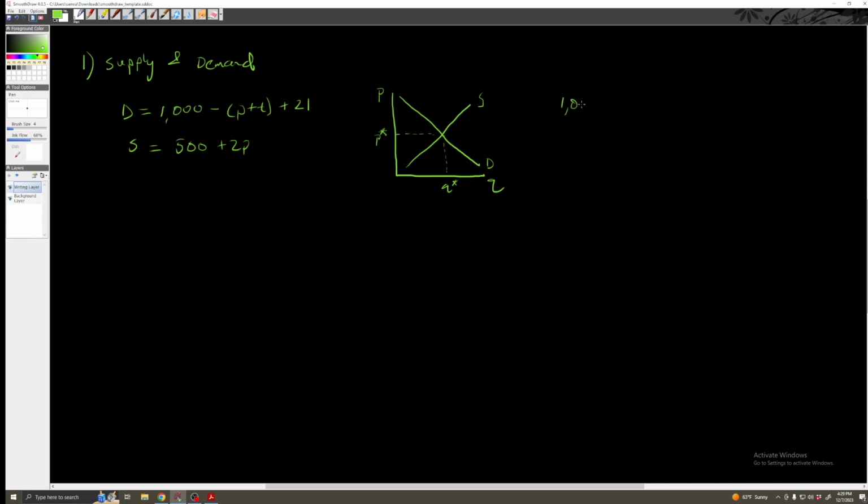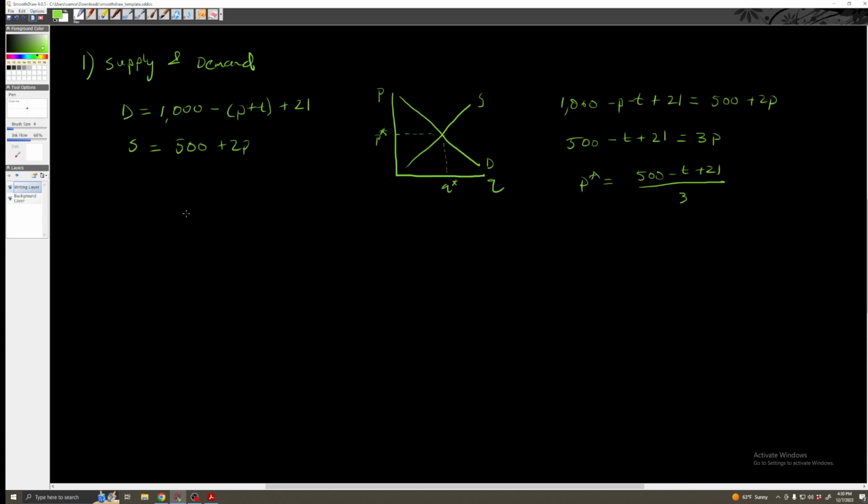So we get 1,000, put the demand on the left side, minus P minus T plus 2I is equal to 500 plus 2P. Let's move this P over here and the 500 over here by adding P and subtracting 500 to both sides. So we get 500 minus T plus 2I is equal to 3P. Divide by 3. P star is going to be 500 minus T plus 2I all over 3.